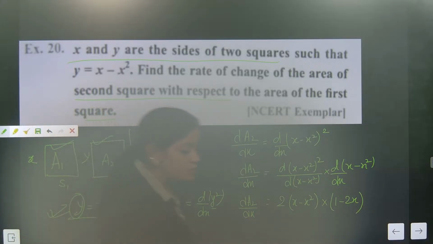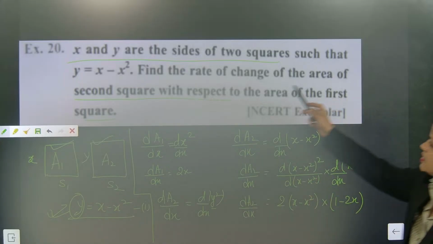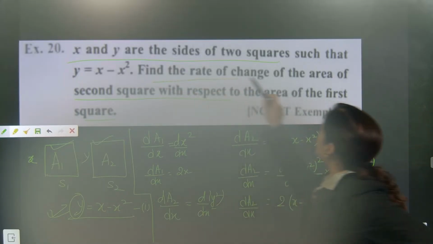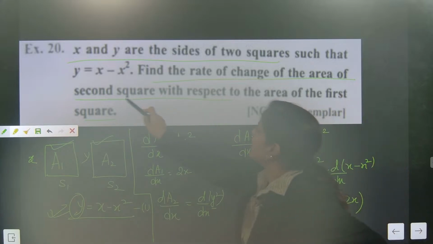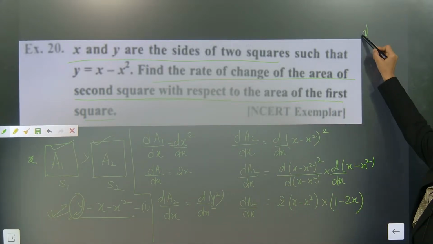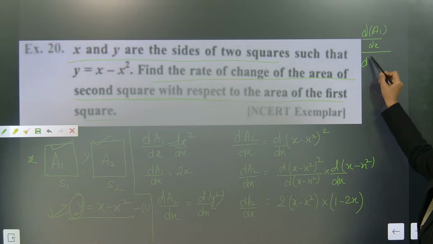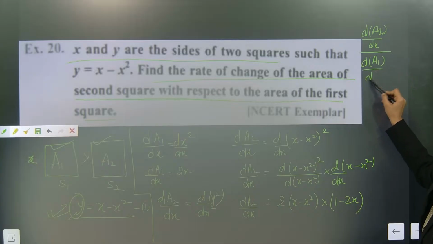Now, what do we need to do? We need to find, as they told in the last part of the question, the rate of change of the area of the second square with respect to the area of the first square. So that means dA2 by dx over dA1 by dx. So dx and dx will get cancelled.